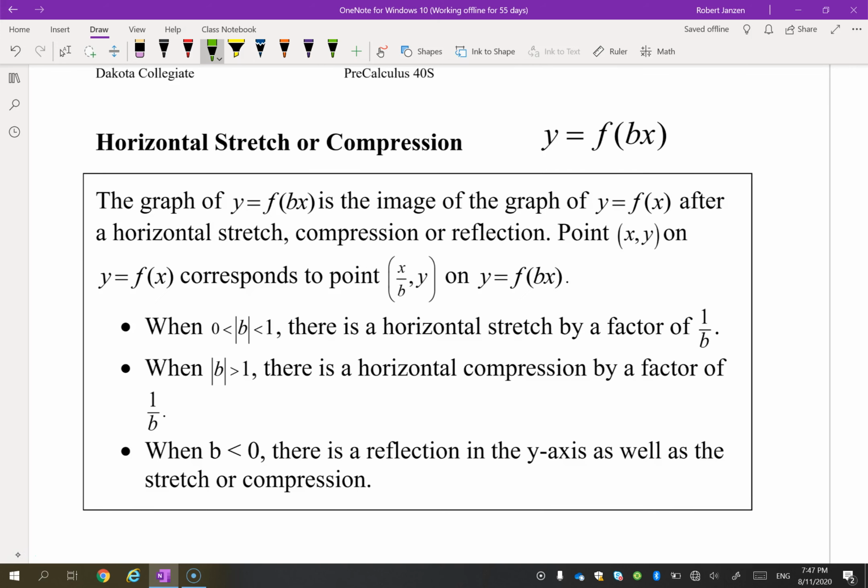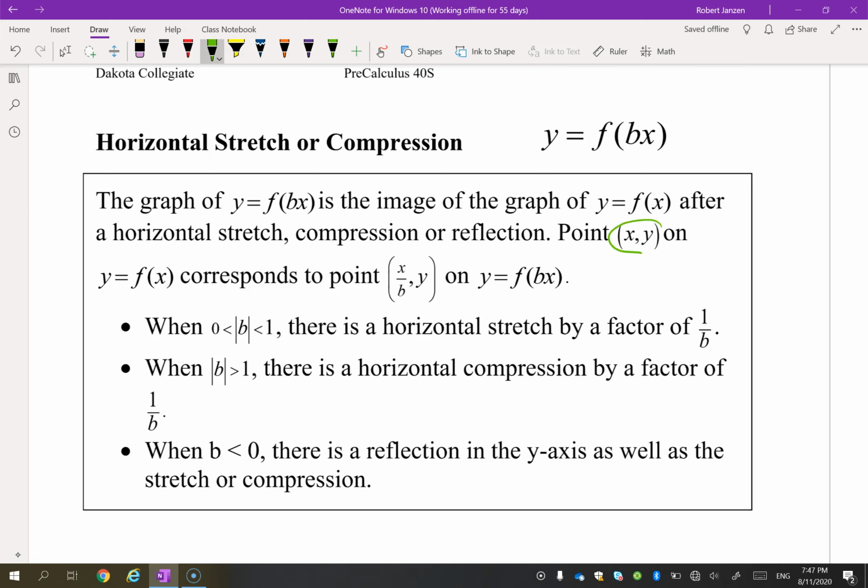And I guess the trickiest transformation is the horizontal stretch or compression. So let's take a look at that. So now what we're going to do, and this is, we never had this with the parabola in grade 11, we're going to attach something to the x through multiplication. How does that affect the graph? Okay, well the graph will be affected in this way.